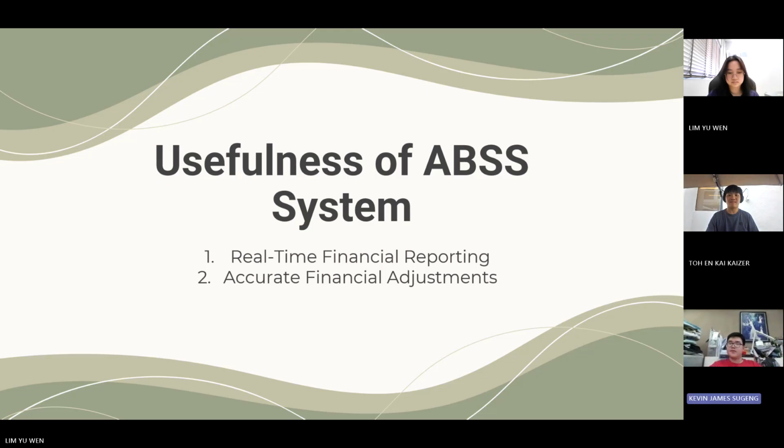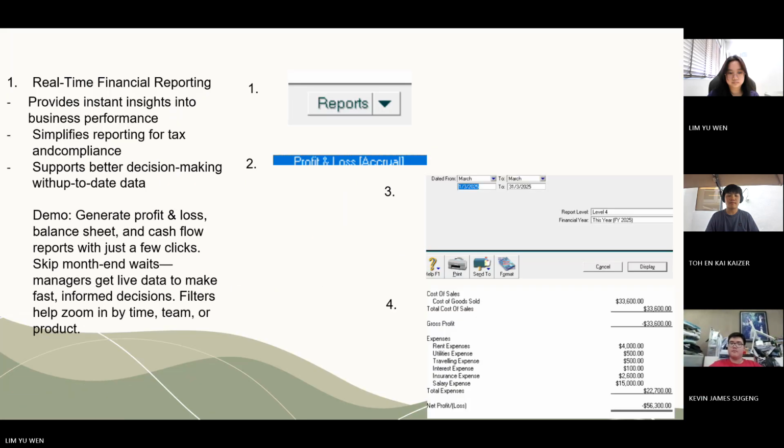Thank you, Kaiser. So now I'll be talking about the usefulness of the ABSS system. Firstly, I'll talk about the real-time financial reportings, and secondly, I will then talk about the accurate financial adjustments. For the first part, with just a few clicks, users can generate profit and loss statements, balance sheets, and cash flow reports that reflect live performances. This means smarter and faster decision making.